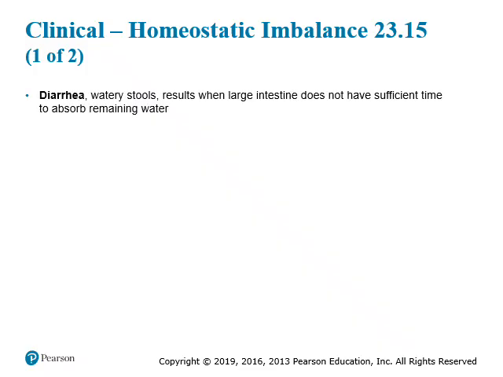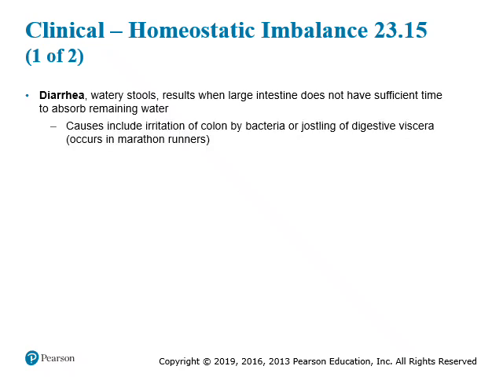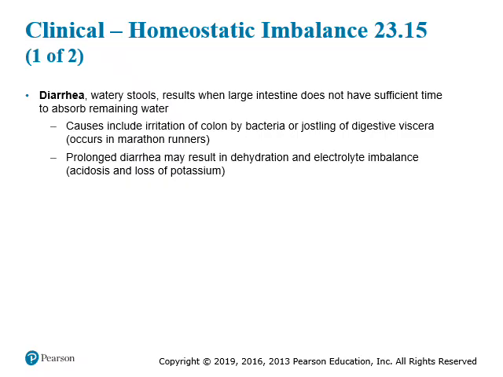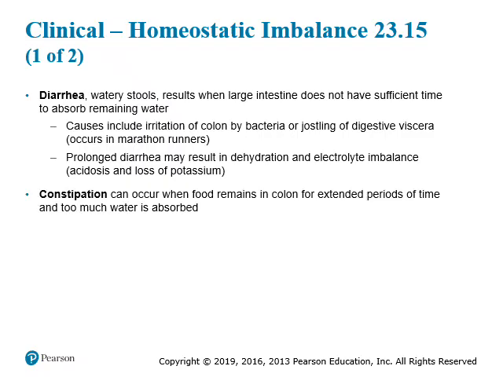Homeostatic imbalance. One of them, very common, is diarrhea. This is your watery stools that results when the large intestine does not have sufficient time to absorb or reabsorb the remaining water. The causes include irritation of the colon by bacteria or by jostling of digestive viscera, and this occurs among marathon runners. Prolonged diarrhea may result in dehydration and electrolyte imbalance. It will also result in acidosis and thus loss of potassium.